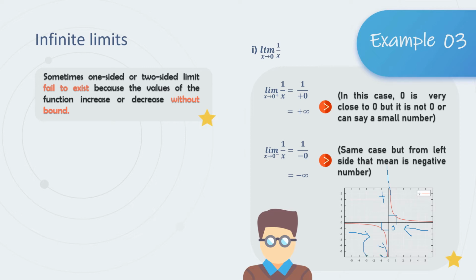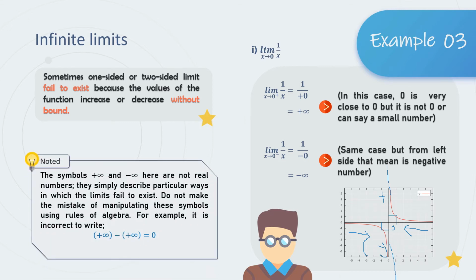and decrease without bound. For your information, the symbols of positive infinity and negative infinity here are not real numbers. They simply describe particular ways in which the limits fail to exist. Do not make the mistake of manipulating these symbols using the rules of algebra. For example, it is incorrect to write positive infinity minus positive infinity equals 0.